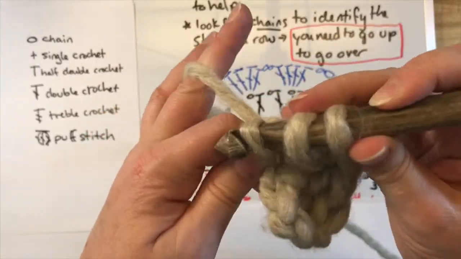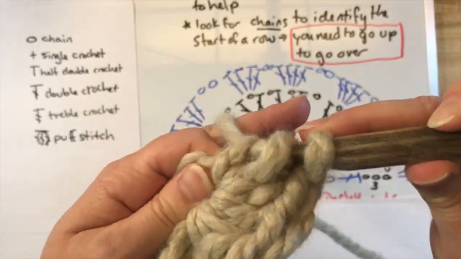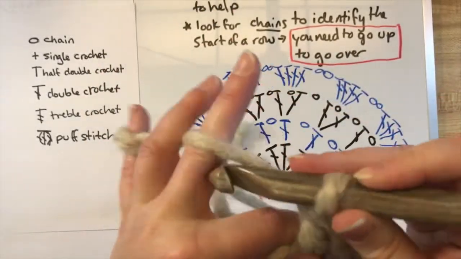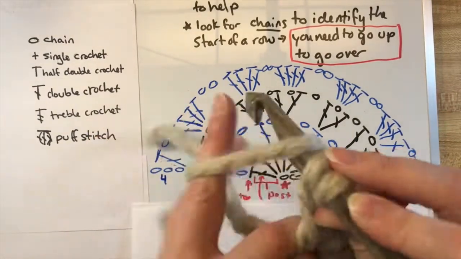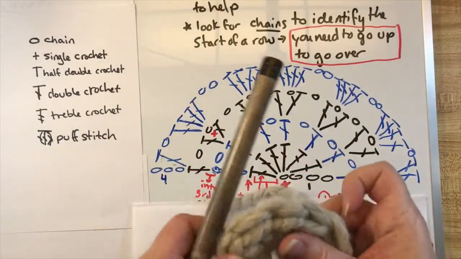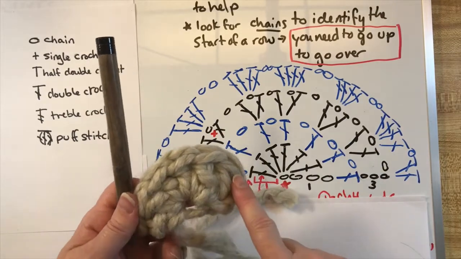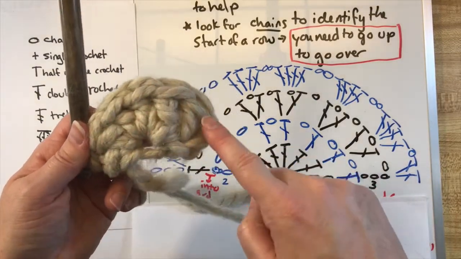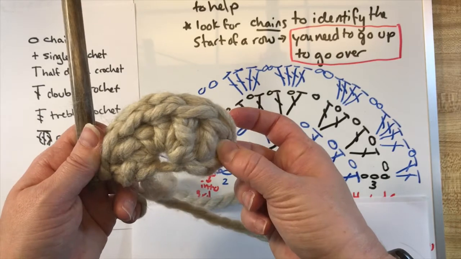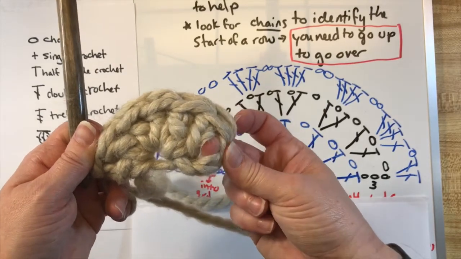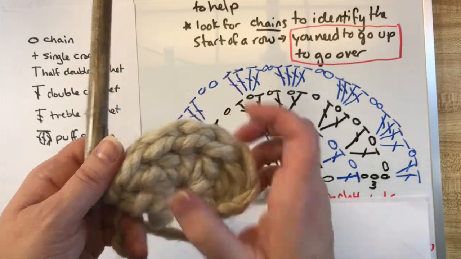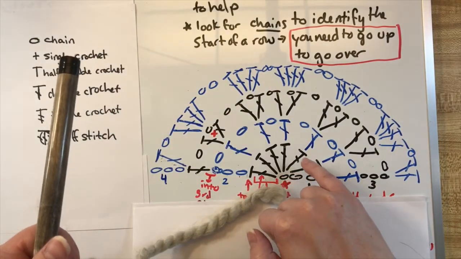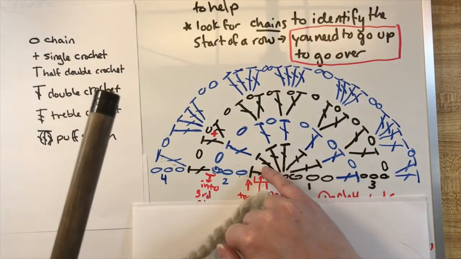Excuse me while I get hung up on my yarn. 5, 6. If I hold that out, I have 7 total if I count my chain as a post. 1, 2, 3, 4, 5, 6, 7.